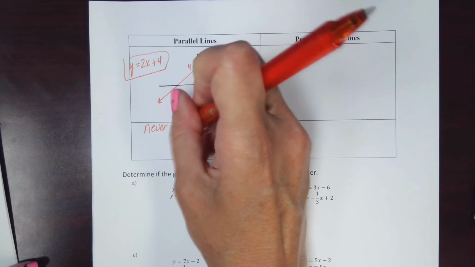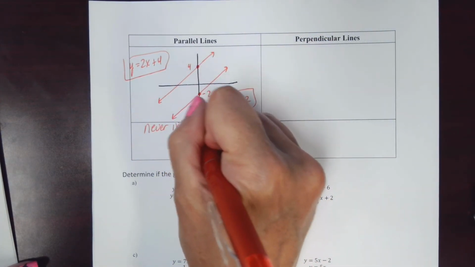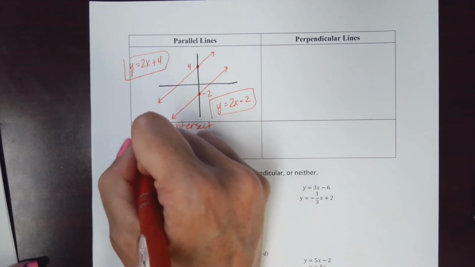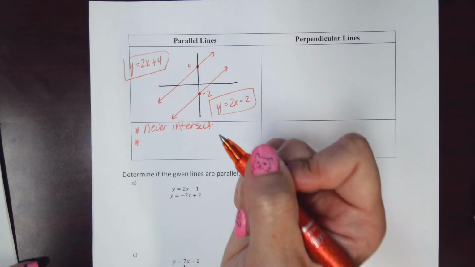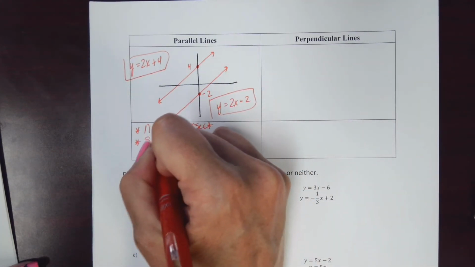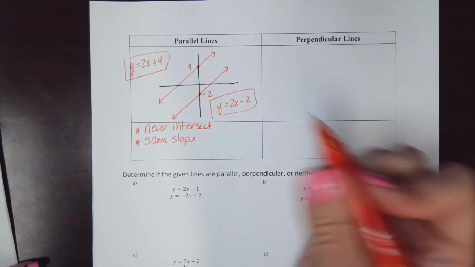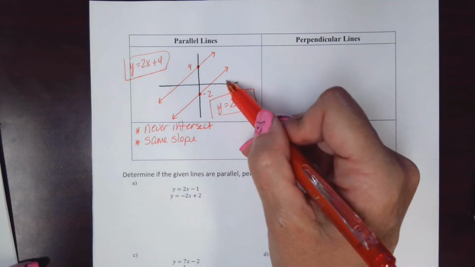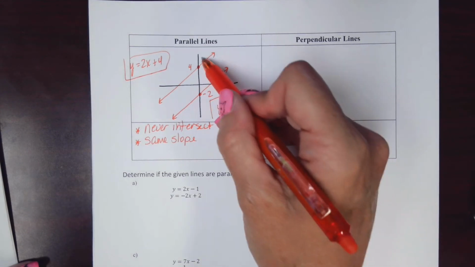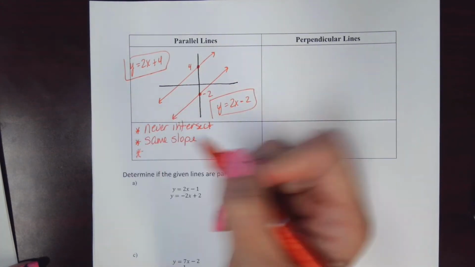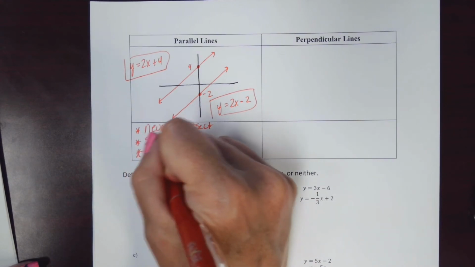Sorry, I can't spell today. Parallel lines never intersect, and they never intersect because they are slanted to the same degree. They have the same slope. Because they are slanted at the same degree and are not the same line, they never intersect. That means they have to have different places where they intersect the y-axis. So they have different y-intercepts.